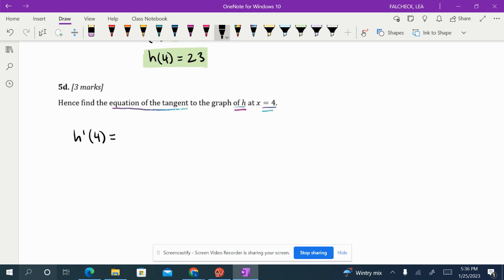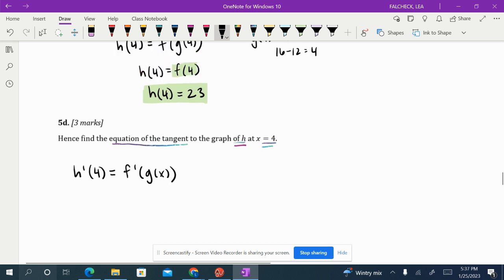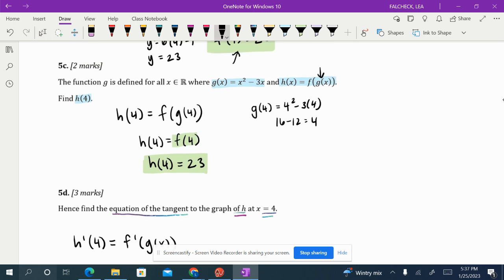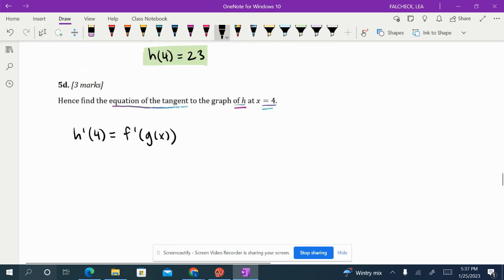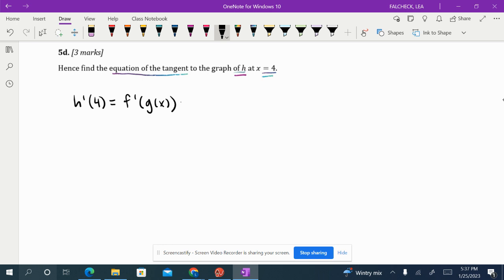H prime of 4 is going to be the derivative of the outside. Remember, h of x is a composition of two functions up here, times the derivative of the inside. And now let's sub that 4 in where we see an x. Then let's see if we can further simplify this.